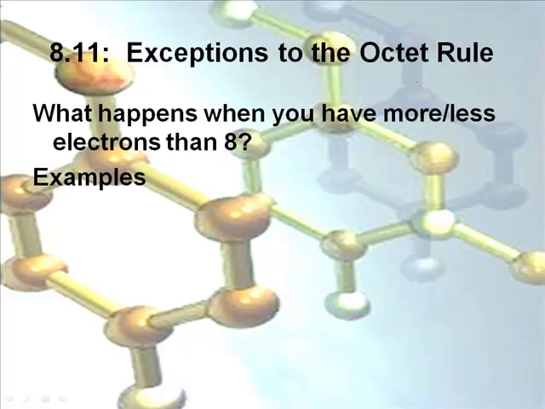There are what we call exceptions to the octet rule. And so, basically, we follow the same set of rules. We just have a few exceptions. So why don't we do PCl5? Ooh, that's a good one. All right, let's do PCl5. So P is 5, plus chlorine is 7s, so it'd be 5 times 7. So that's 40, right? Yep.